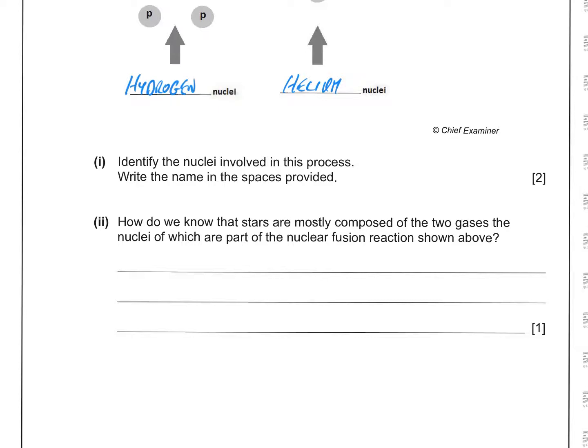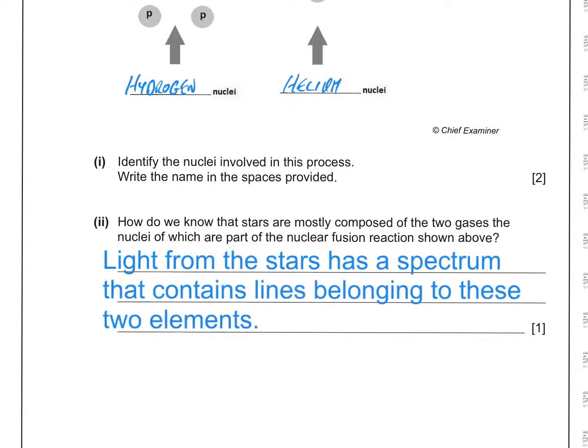Part 2, how do we know that stars are mostly composed of the 2 gases, the nuclei of which are part of the nuclear fusion reaction shown above? So basically, how do we know that stars are hydrogen and helium? And we know this because the spectrum of light we get from stars has lines in it that match with lines belonging to these 2 materials. Okay, so the spectrum gives away the idea that hydrogen and helium are present in the stars. So light from the stars has a spectrum that contains lines belonging to these 2 elements.